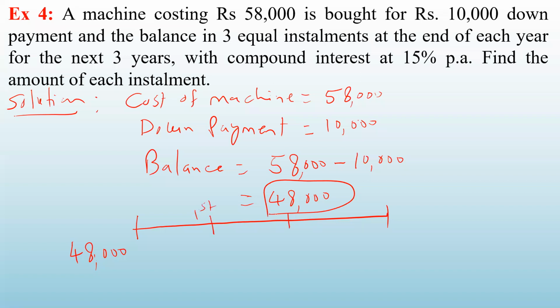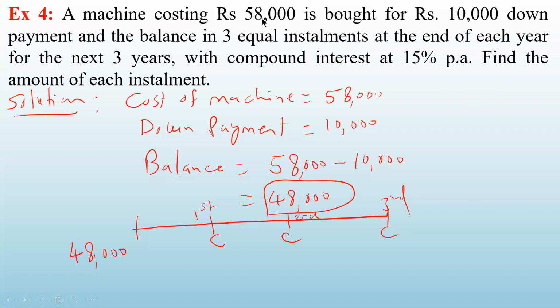First, second and third. 3 years tak. At the end of each year for 3 years. With compound interest, R is 15%. Find the amount of each installment. Means you have to find out the value of C. Okay. You understood the question?